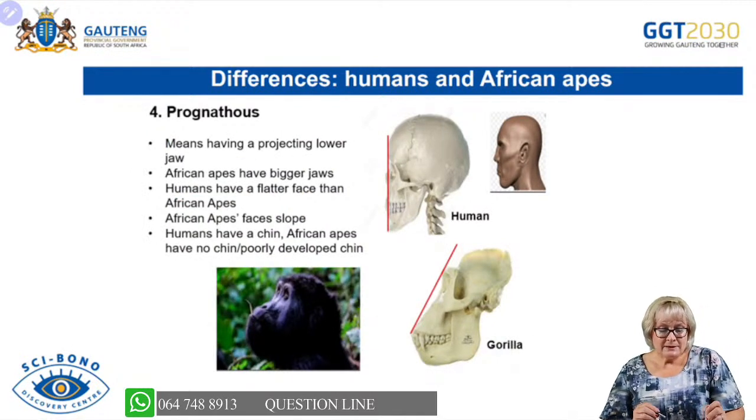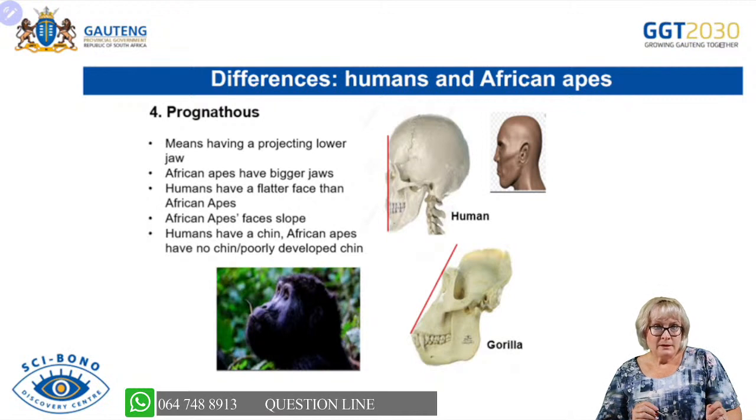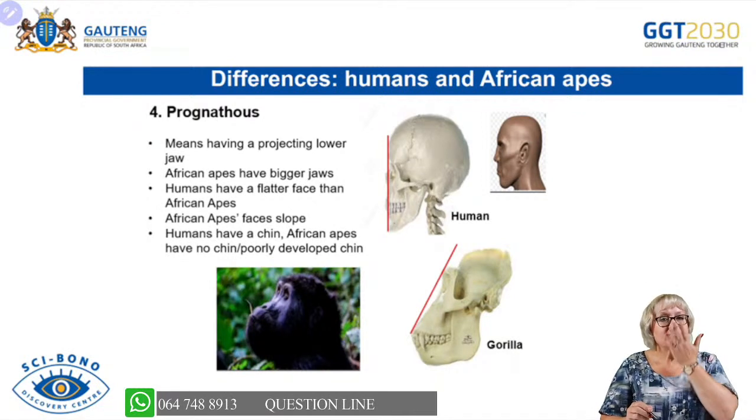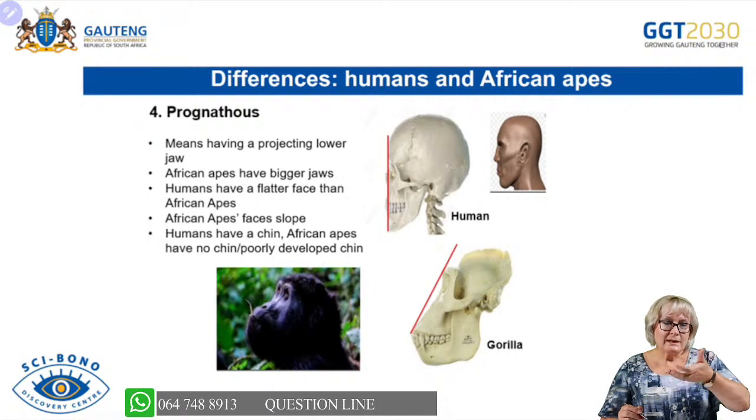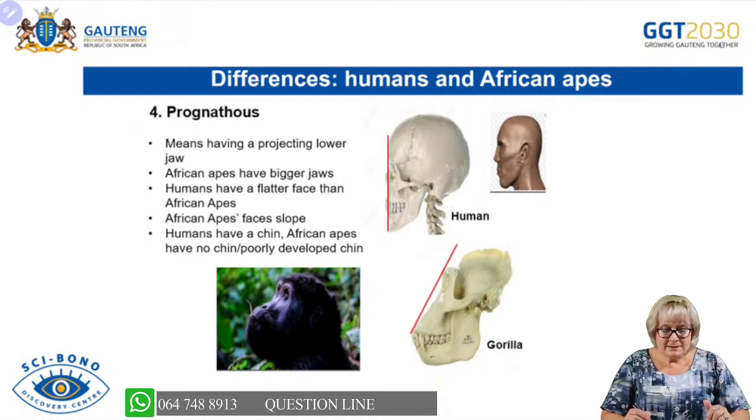Prognathous means having a projecting lower jaw. I think that's easy. If you look at humans, we actually have flat faces, but if we look at the gorilla, because of the lower jaw that is so big and extended, we can see that in them you get a sloped face, like you can see in this diagram.